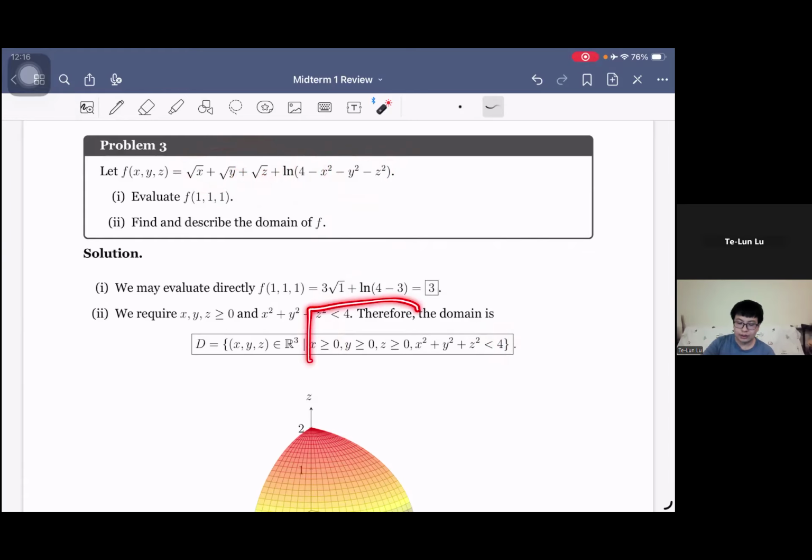So what is this? This is the first octant, right? And to be precise, it is the first octant containing the coordinate planes. So it is possible for you to have x equal to 0, y equal to 0, or z equal to 0. For this guy, this is a ball, right? A ball with center 0 and radius 2. And it does not contain the outermost layer. So x squared plus y squared plus z squared cannot be 4, okay? It has to be strictly less than 4.